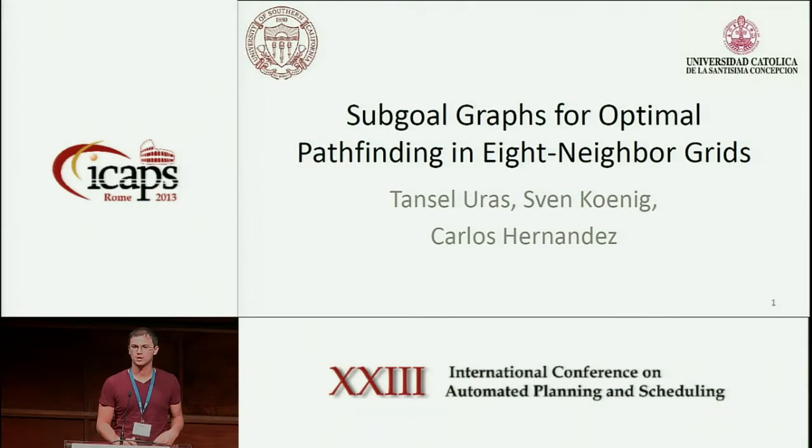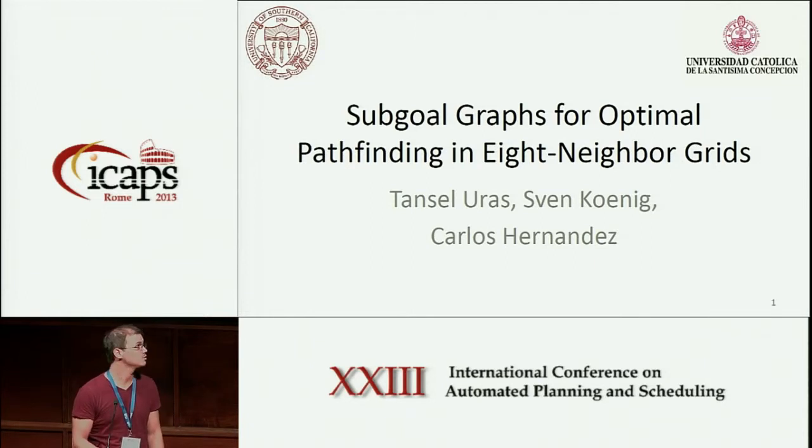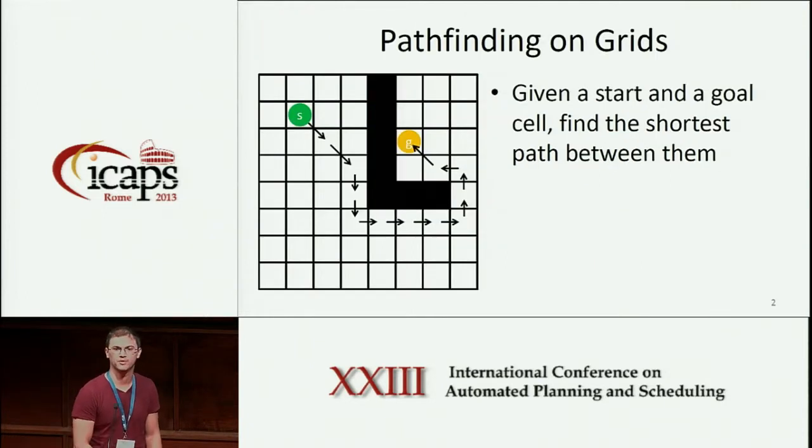So today I'm going to talk about subgoal graphs, which can be used to find optimal paths in 8 neighbor grid worlds. So I'll just start by defining the pathfinding problem, which we all probably know very well. The environment is split into grid cells. A cell is either blocked or unblocked, and an agent moves from its current position to one of its neighboring unblocked positions, and we want to find the shortest path between any given start and goal positions.